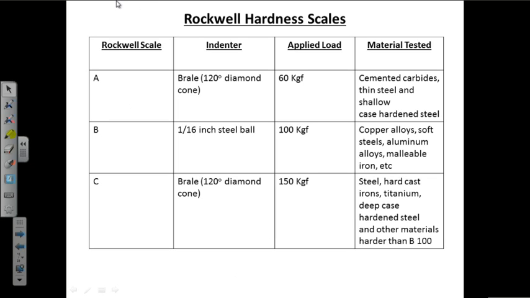Mainly there are three types of Rockwell scales, and we use these three types of scales depending on the materials we are testing. For Rockwell scale A we use the Brale indenter, which is nothing but a 120 degree diamond cone, and the applied load is 60 kilogram force. Whereas in Rockwell scale B we use a 1/16 inch steel ball, and the applied load is higher, which is 100 kilogram force. And for Rockwell scale C we again switch to the Brale indenter, and we use a further higher load, 150 kilogram force.